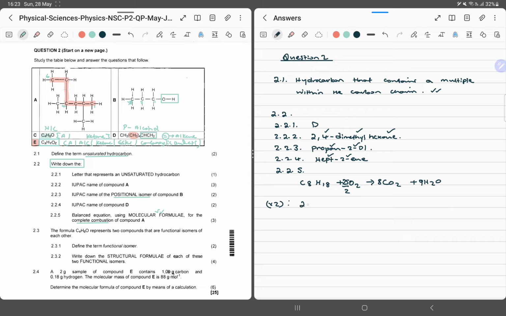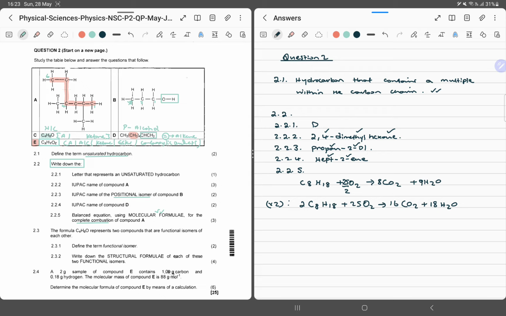Then we're going to have here 2C8H18 plus 25O2 going to 16CO2 plus 18H2O. Okay, so that's great because it sorts out our problems.